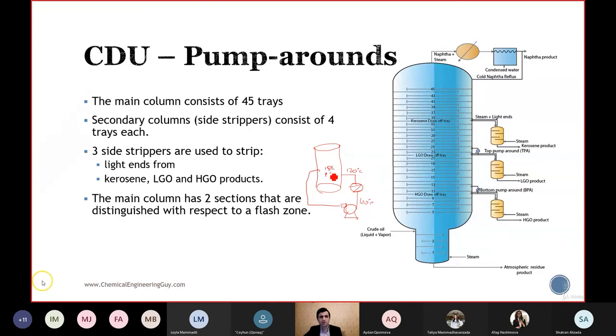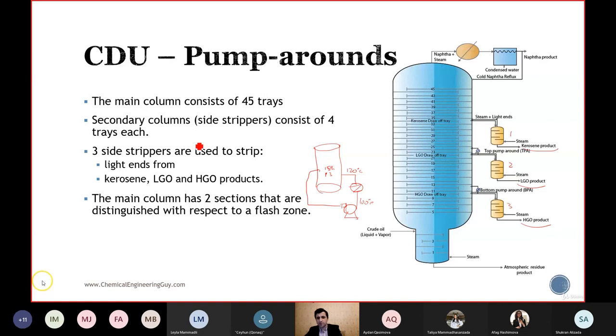The main column consists of 45 trays. The secondary columns consist of four trays each. These are the side strippers 1, 2, 3, for kerosene product, for light gas oil product, for heavy gas oil product. The main column has two sections that are distinguished with respect to the flash zone.